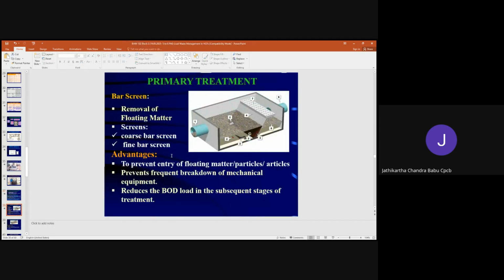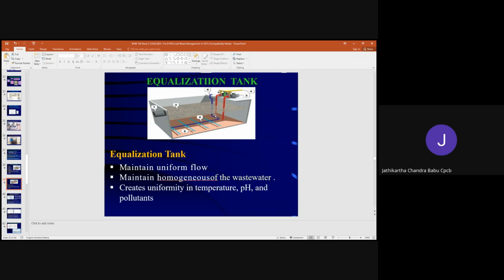Just for understanding, this is the system we adopt as a primary system: the bar screen, where the floating materials will be collected. The water is made to flow through this, and all the floating materials are collected, and the wastewater coming through the bar screen is collected here. Then it can be sent through other systems, the grit chamber and equalization tank.